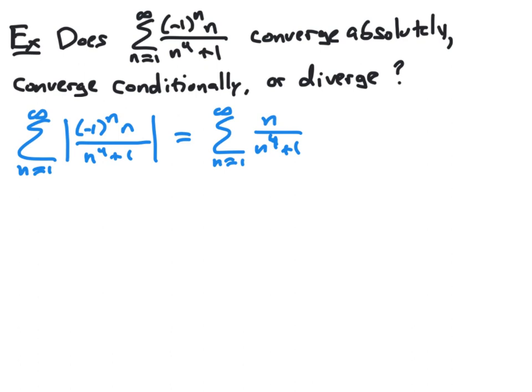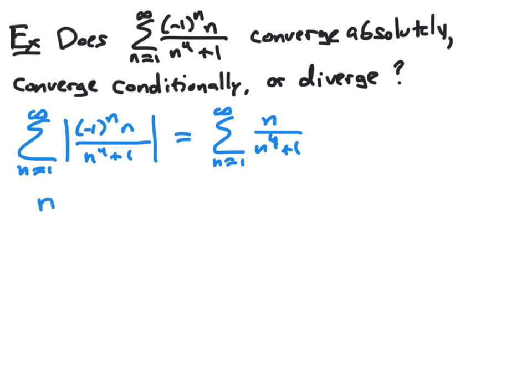And this is a series with positive terms, and so we can use any of the various tests that we have for series with positive terms. This series looks a lot like n over n to the fourth by ignoring that plus 1, and that would be 1 over n cubed. And we know that is a convergent p-series.